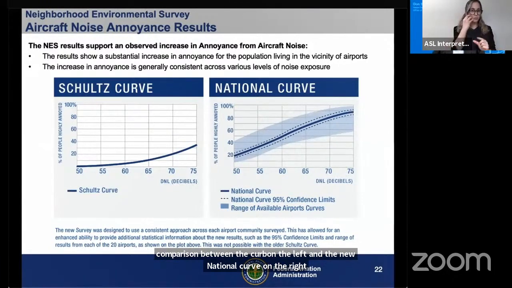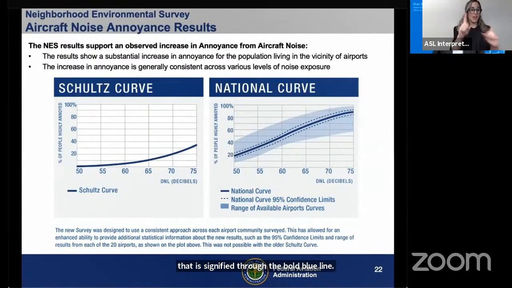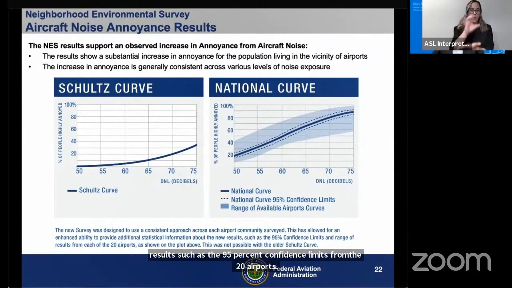The new survey was designed to use a consistent approach across each airport community surveyed. This has allowed for an enhanced ability to provide additional statistical information about new results, such as the 95% confidence interval limits and a range of results from each of the 20 airports as shown in the plot above to the right. This was not possible with the older Schultz curve.